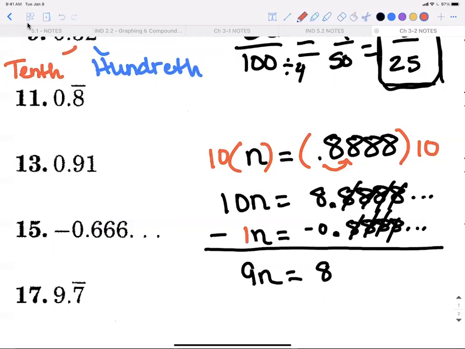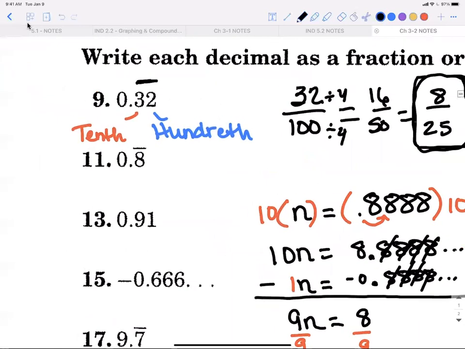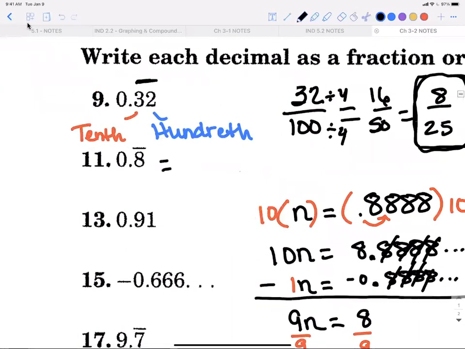Now we just have to solve for n. Divide by 9 and divide by 9. And you get your new number, or your fraction, is 8 over 9. It can't be reduced. So I'm going to go back up here. I'm going to write that this equals 8 over 9. And that is your fraction that is a repeating decimal.